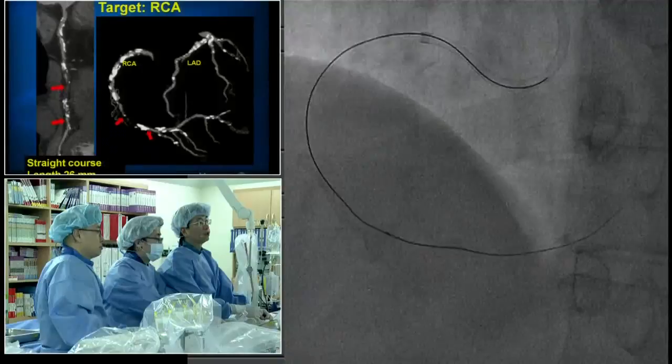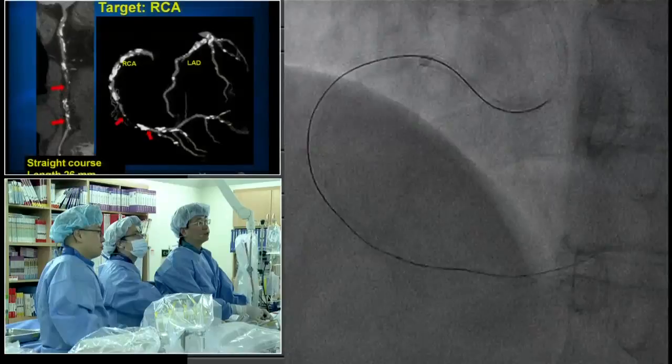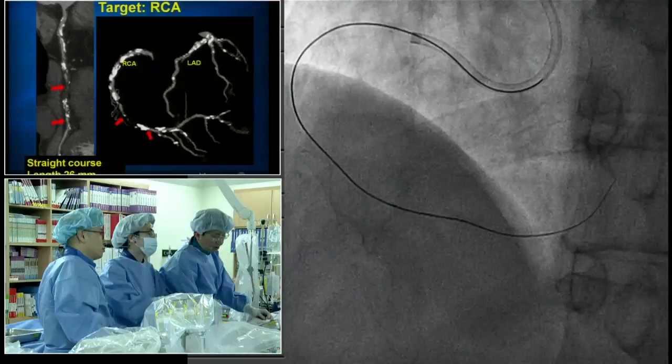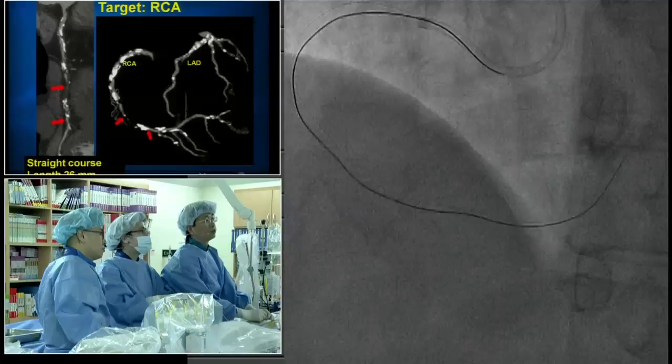Cannot negotiate. Okay, balloon, go. I wanted to make a small crack in the entry point with the balloon dilatation. Yeah, 6. Okay, 6, 10, 12.